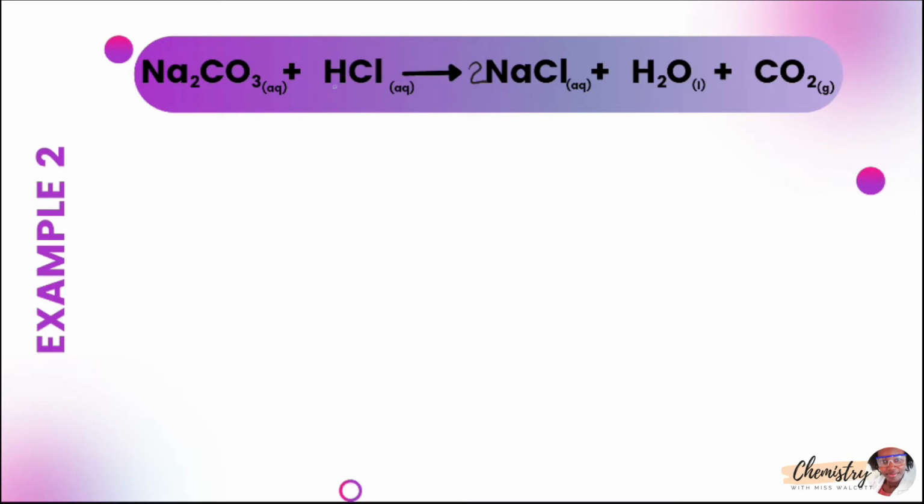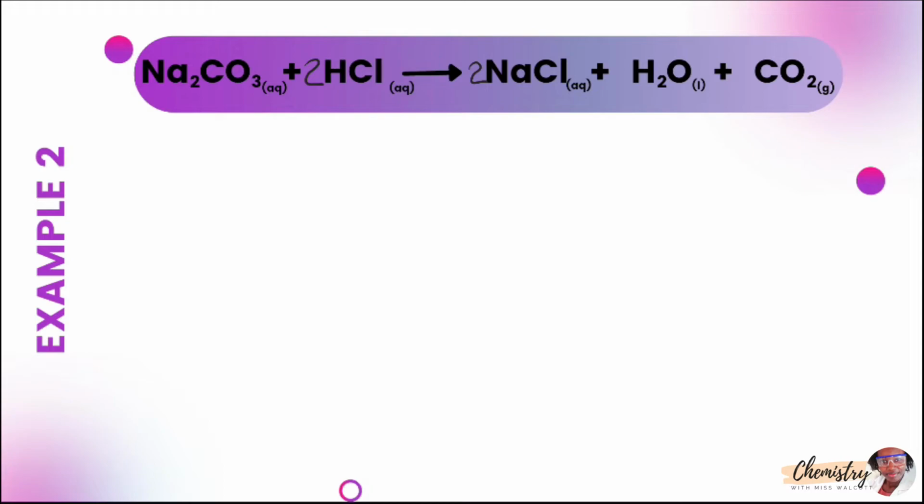I have 1 hydrogen on the reactant side, but I have 2 on the product side, which means I need to put a number in front of HCl. So I'll go ahead and put a 2 there, which means I now have 2 hydrogen on both sides. But remember that 2 also goes for the chlorine. So now I have 2 chlorines on the reactant side, and I also have 2 chlorines on the product side. So that means this equation is now balanced.